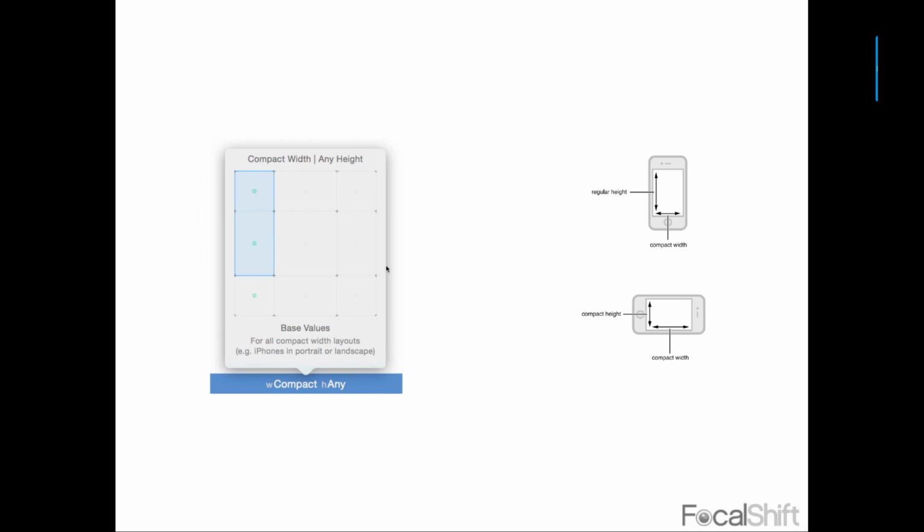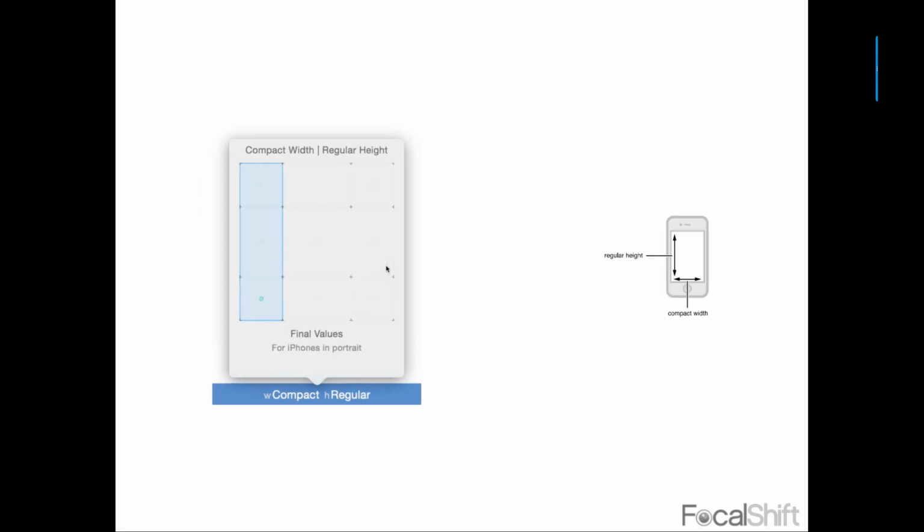So if you switch it to something like compact width, any height, you're now picking basically all iPhones, right? You're excluding any of the iPads and you're saying, I want to create some layout constraints specific to the iPhone, but I want them to work for both orientations of the device. That may not be a very common one to do. It may be more common to target just one orientation or the other. And so here's how you would target a specific orientation.